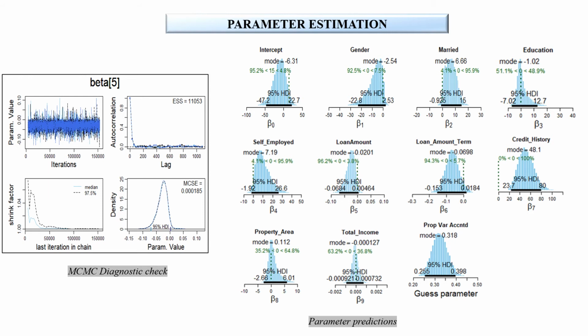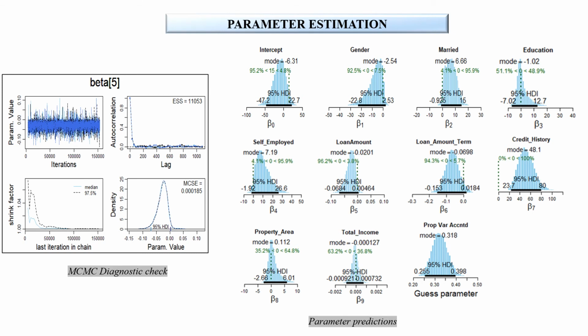The mode value of gender is minus 2.54. Even though the 95% HDI contains 0, we cannot neglect gender as 0 lies towards the right of the HDI, with 92.5% of values lying to the left of 0. The mode value of the beta parameter of married is 6.66. We will be considering this parameter as 96% of the HDI interval lies to the right of 0. We can consider education as an insignificant parameter since 0 lies in the center of the 95% interval. The mode value of the beta parameter of self-employment is 7.19, and we are not neglecting this parameter as 0 lies towards the left boundary of the HDI, with 95% of values lying to the right of 0.